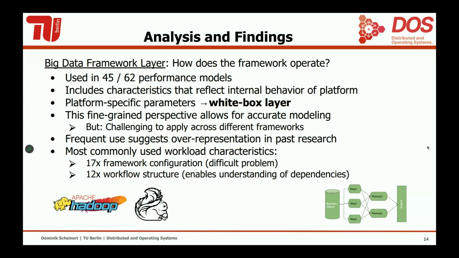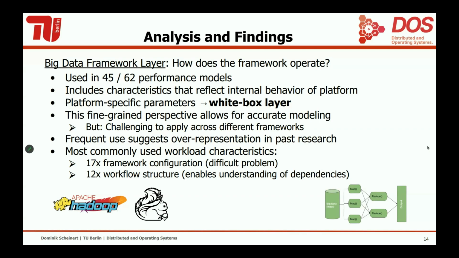And the most commonly used workload characteristics are here the framework configuration, which is a very difficult problem. For instance, if we look at, I think it was Apache Hadoop with at some point up to 190 parameters that you can configure. Of course, this is very difficult and you want to assist users in doing that. So framework configuration is, of course, one characteristic you have to keep in mind.